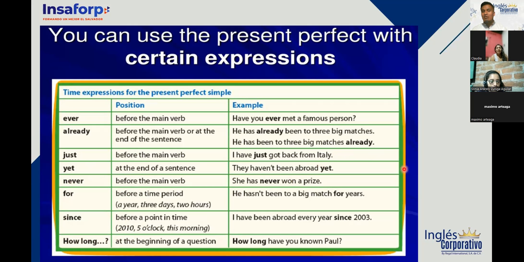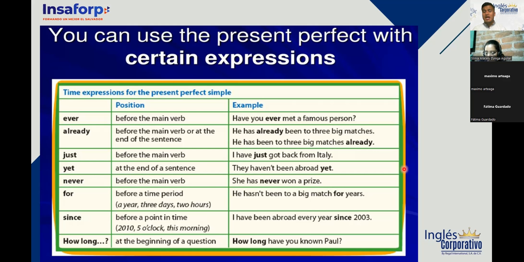¿Qué significa how long? Cuando vimos las WH questions, we saw that information. What's the meaning of how long? Time, how long, cuánto tiempo. How long? ¿Cuánto tiempo? Exactly. It's at the beginning of a question.